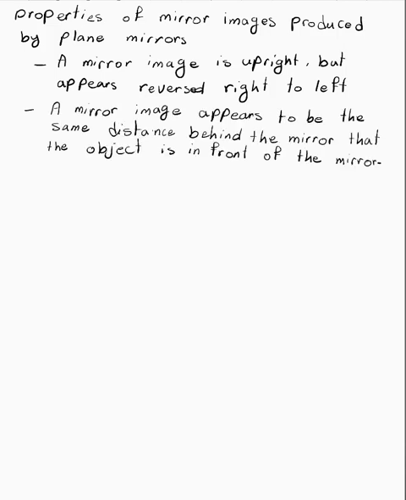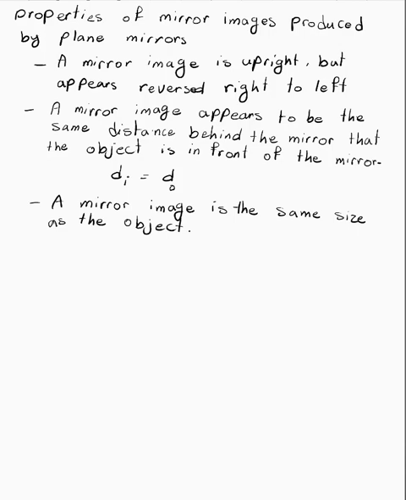The second property is that a mirror image appears to be the same distance behind the mirror that the object is in front of the mirror. I showed this by this simple equation here, that D sub I equals D sub O. So the distance from the image to the mirror equals the distance from the object to the mirror. And the third property is that the image is the same size as the object, and this is something that all of us have experienced. When you stand in front of a plane mirror, you have the same size, of course.